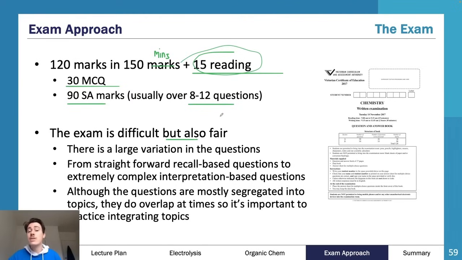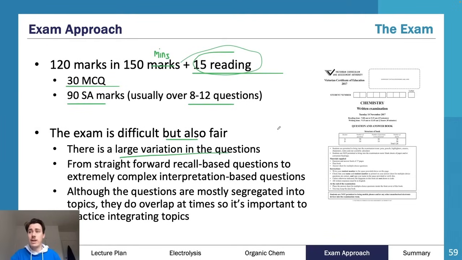The chemistry exam is one of the most well-written exams out of all the VCAA exams, and I can attest to that. I've done nearly all of them over my tutoring career. Obviously I did my exam in 2018. I would have done all the exams back to like 2011, 2012, and I've done all the exams since. I think the chemistry exam is one of the most fair and well-written exams.